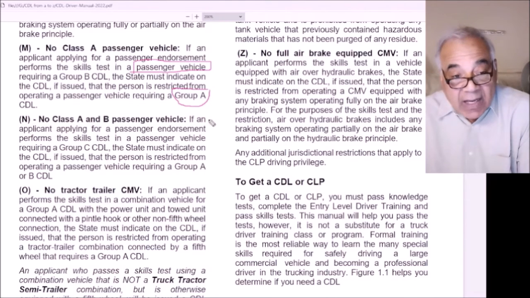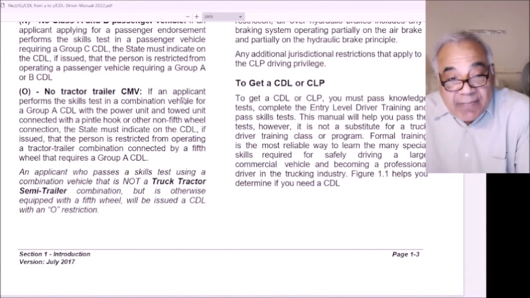Of course, here if the applicant applying for a passenger endorsement performs the skill test in a passenger vehicle requiring a Group C CDL, the state must indicate no tractor trailer. If the applicant performs the skill test in a combination vehicle for a Group A with the power unit and the towed unit connected with a pintle hook, the state must indicate on the CDL, if issued, that the person is restricted from combination connected with the fifth wheel.